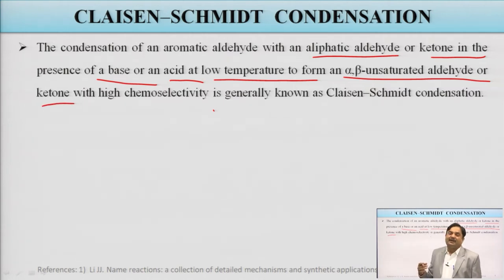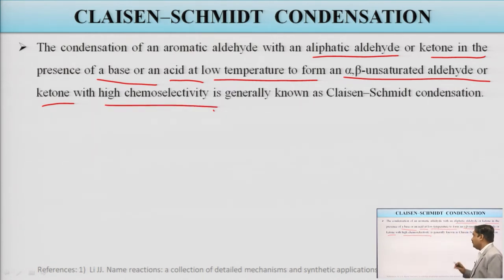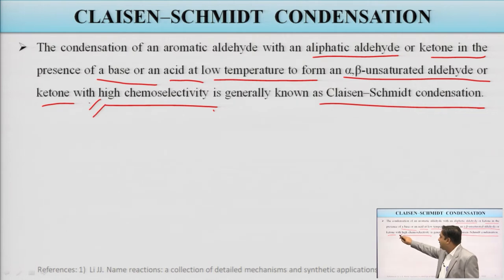When we use aldehyde, the product will be alpha beta unsaturated aldehyde. When we use ketone, the product will be alpha beta unsaturated ketone. And this reaction is highly chemoselective. Okay, so this condensation with high chemoselectivity is generally known as the Claisen-Schmidt. So again the point should be noted down that it is a highly chemoselective reaction.